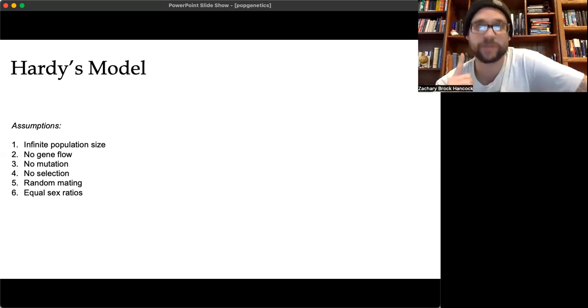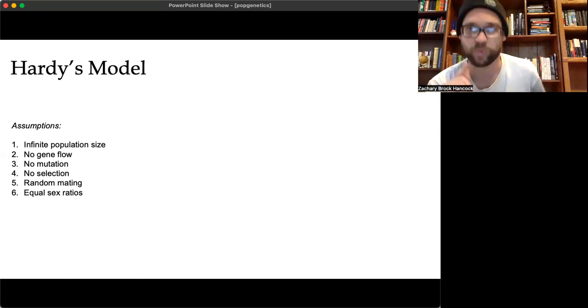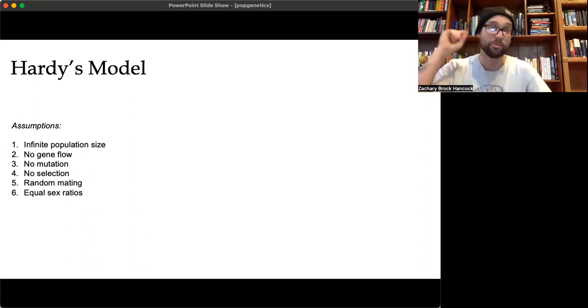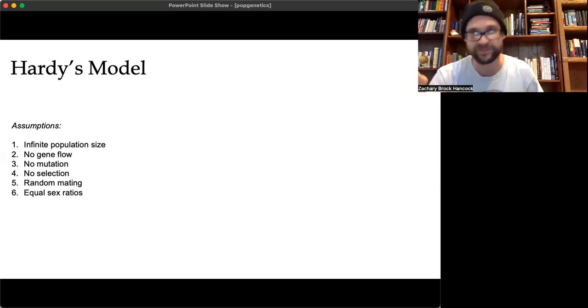Assumptions. 1, infinite population size. This is critically important because if you don't have an infinite population size, then what you get is sampling bias, right? By random chance, you will get fluctuations in frequencies just by chance alone, just by sampling error, right? So we're assuming we can sample the population perfectly such that our sample exactly matches the proportion in the previous generation. That's the first assumption.